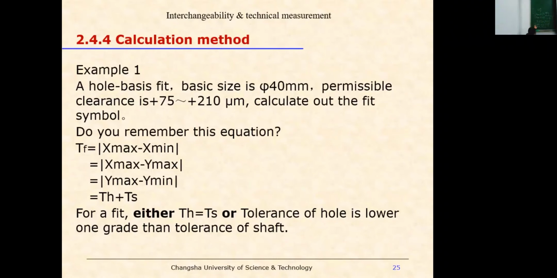You can choose the shaft IT line, which is the IT line. So this is the hole basis, so EI equals 0, right? So you choose the IT line. ES equals EI plus TH, right? TH is the IT line, right? So it is plus 62.